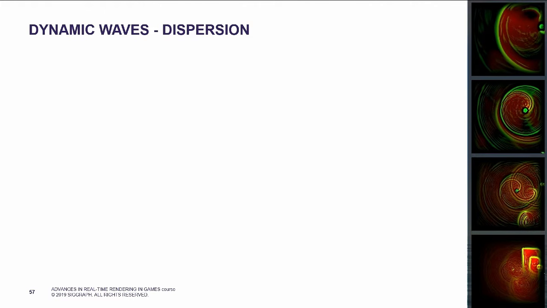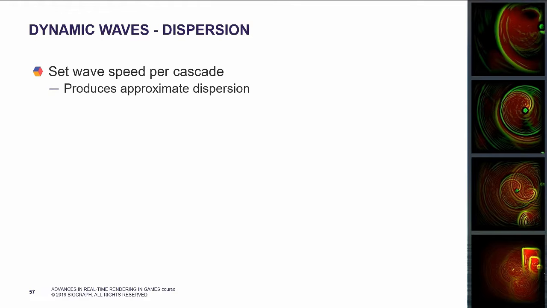Next, we'll talk about dispersion, which is the phenomena where large wavelengths travel faster than short wavelengths, and it's an important effect to give water a realistic look and feel. The wave equation has a constant for wave speed, and we achieve dispersion by simply varying the wave speed constant per cascade. We set it to the speed of the smallest wavelength that the cascade can hold. Note that this means all waves in the cascade will move at this set speed. This is not a highly accurate solution, but we think this is well suited to games.